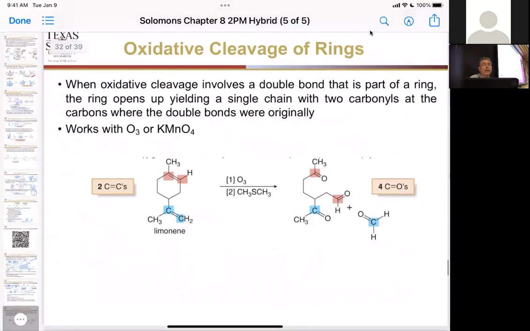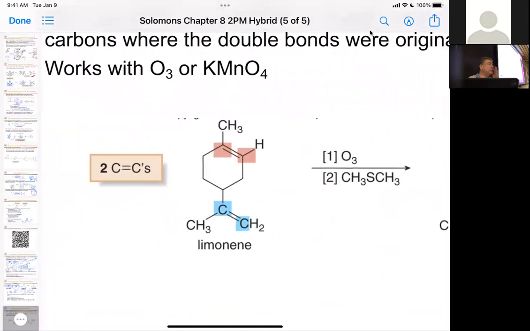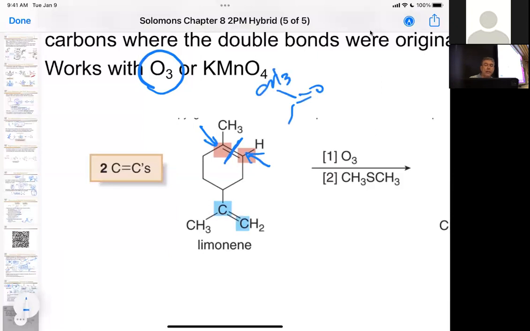So let's take that and apply it, okay? What we're going to do is this specifically with ozone first, and then with permanganate second. If we do ozone first, we're going to break this double bond here and form a carbonyl on this carbon and a carbonyl on that carbon. So that's going to open up to be a ketone, CH3, and this side's going to open up to be an aldehyde with an H on it right here.